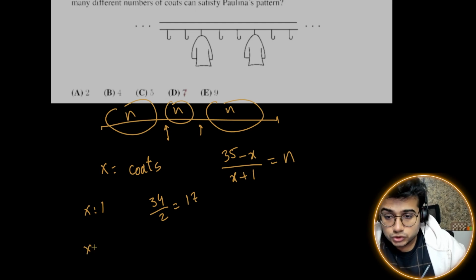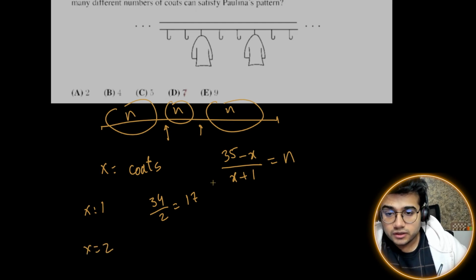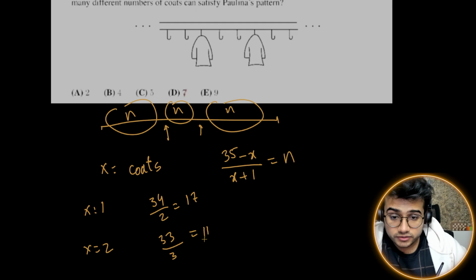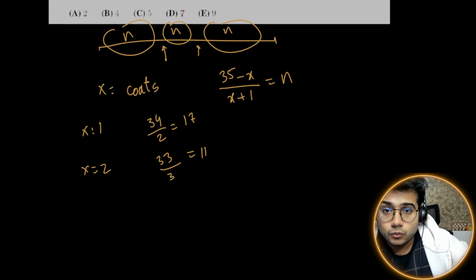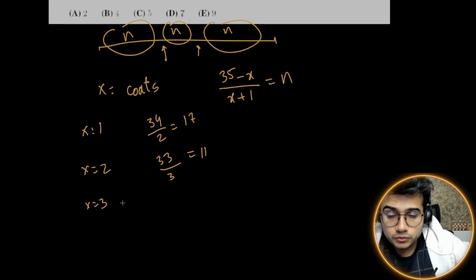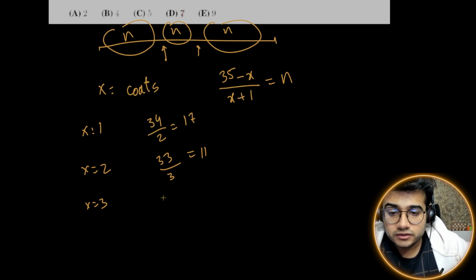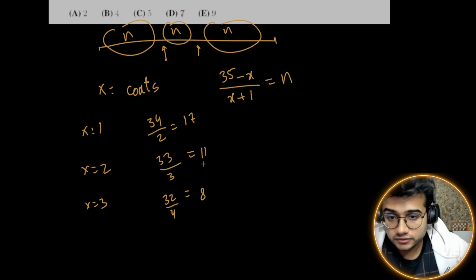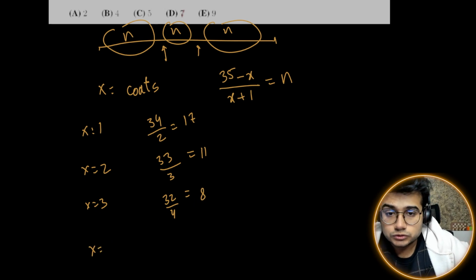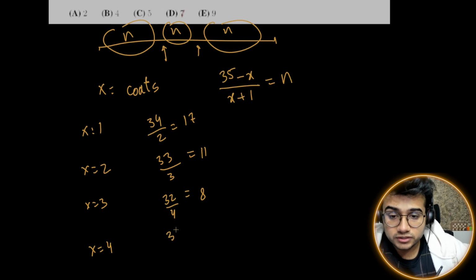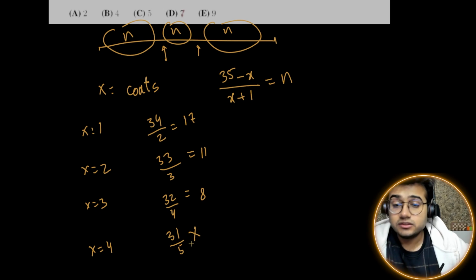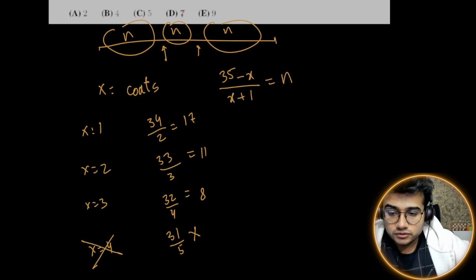So what about X equals 2? 35 minus 2 is 33, over 2 plus 1 is 3. Well, that works as well. What about X equals 3? X equals 3 makes it 32, and 3 plus 1 is 4, so that's 8, a whole number. That works as well. What about X equals 4? 35 minus 4 is 31, and 4 plus 1 is 5. That does not work because that is not going to give us a whole number.